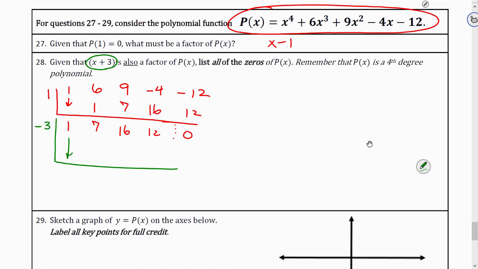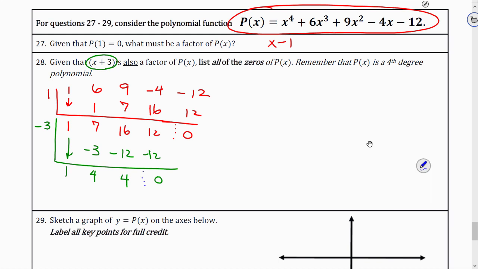And I will bring this down. -3 times 1 is -3. 7 plus -3 is 4. -3 times 4 is -12. 16 minus 12 is 4. -3 times 4 is -12, and it adds to be 0. Okay, so again, this is my remainder, which means it is a factor.